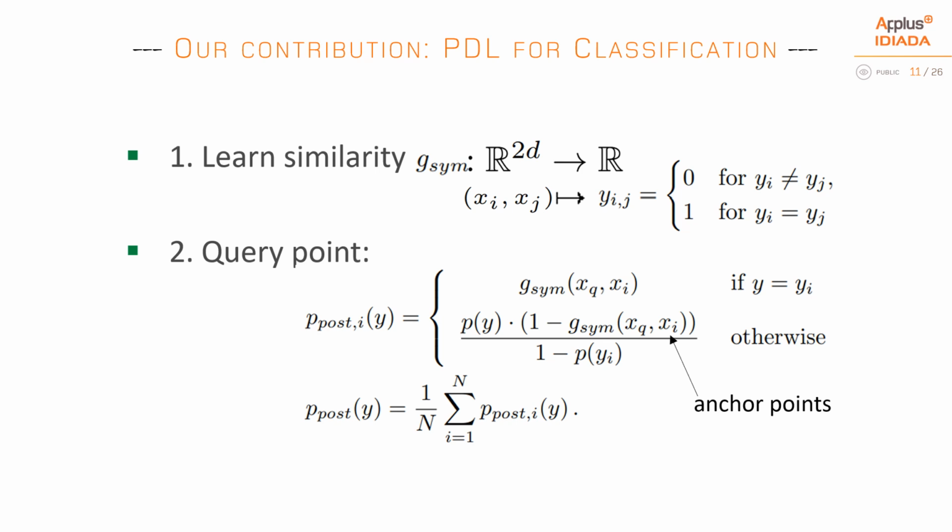In the prediction phase, we pair the query point xq with each training point xi. The model G of xq, xi predicts the similarity of the pair, that is, the probability that xq belongs to class yi. For the remaining probabilities, we update the prior using the given formula. Finally, we average the predictions from all pairs.